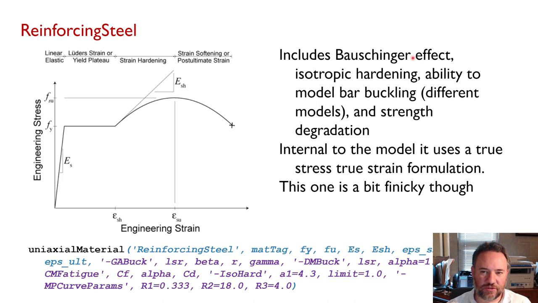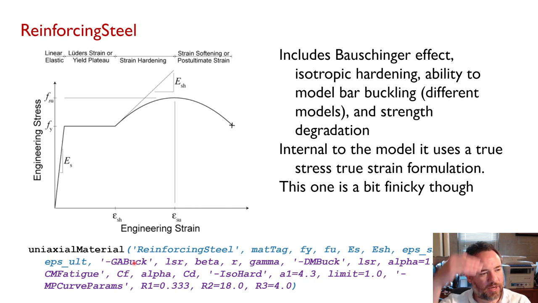It also includes hardening. It has the ability to model bar buckling with a bunch of different bar buckling models. You can do strength degradation with it. So it's a potentially complex model. You see there's a lot of optional parameters that I can include here. This is for a certain type of bar buckling.